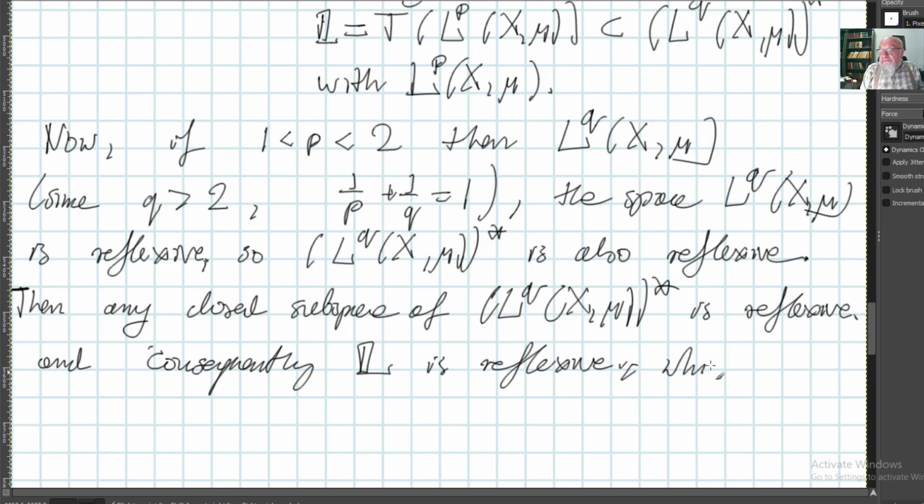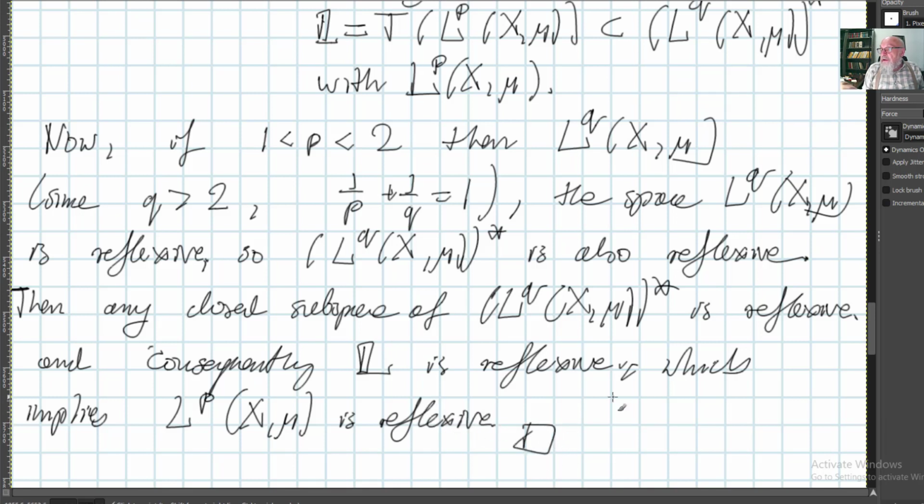and which implies L^p(X, mu) is reflexive. And we finished the proof. That is the end of this proof.